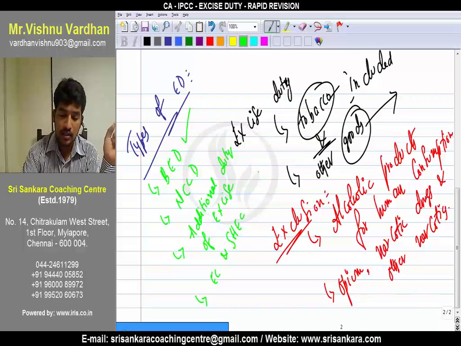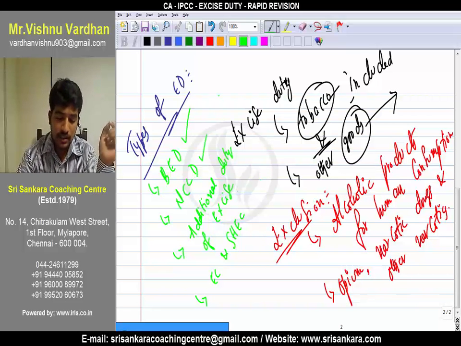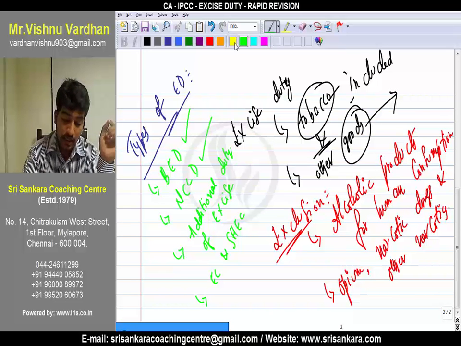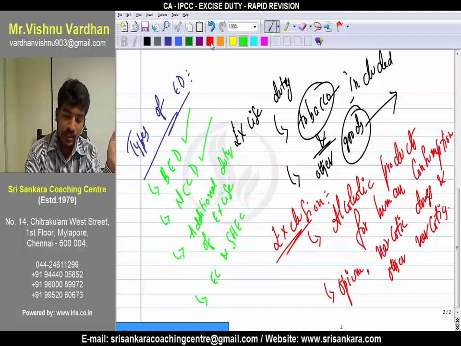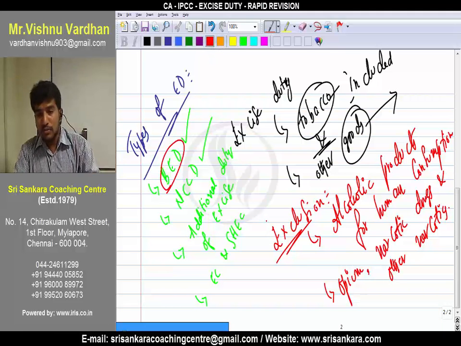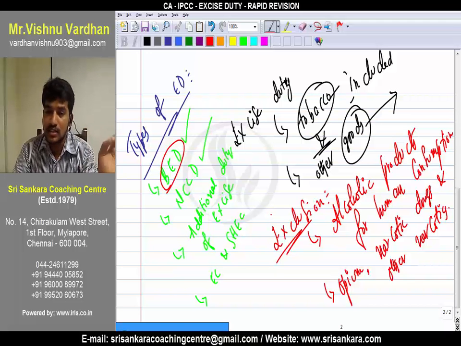Basic excise duty. Second one is NCCD, National Calamity Contingent Duty. Next one is additional duty of excise. Next is education cess and secondary education cess, which are levied on whatever duty we are levying. So next, what is meant by BED? Basic excise duty is nothing but which will be levied on all goods.